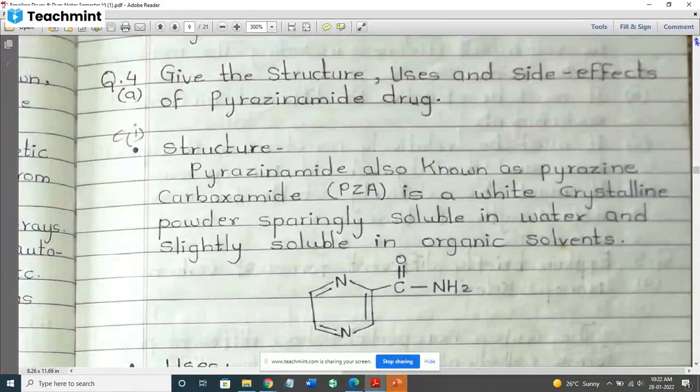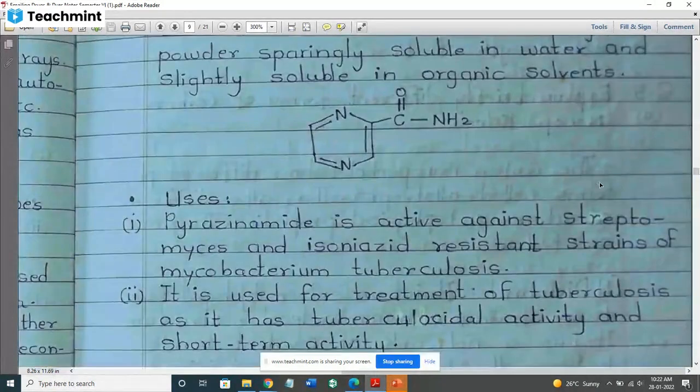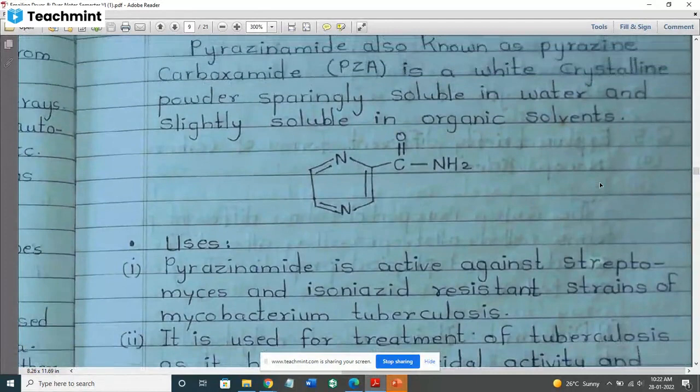Next is the structure, uses, and side effects of the pyrazinamide drug. Give the structure, uses, and side effects of the pyrazinamide drug. So, firstly, we have to draw the structure. Structure is given here, having two nitrogen atoms. So, firstly, we should know in which category this pyrazinamide drug comes under.